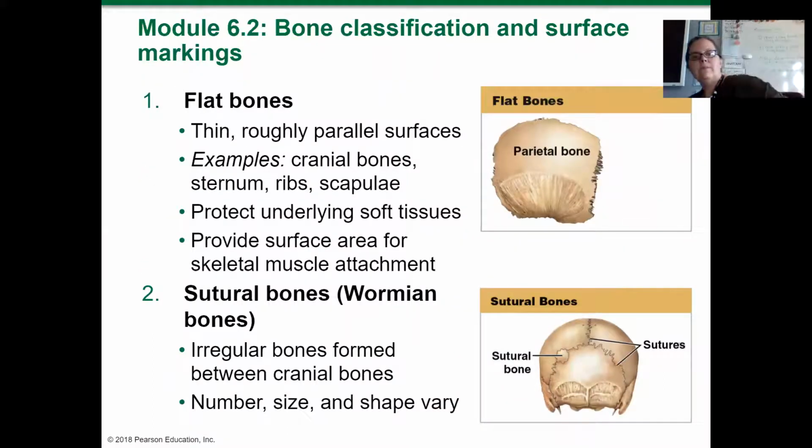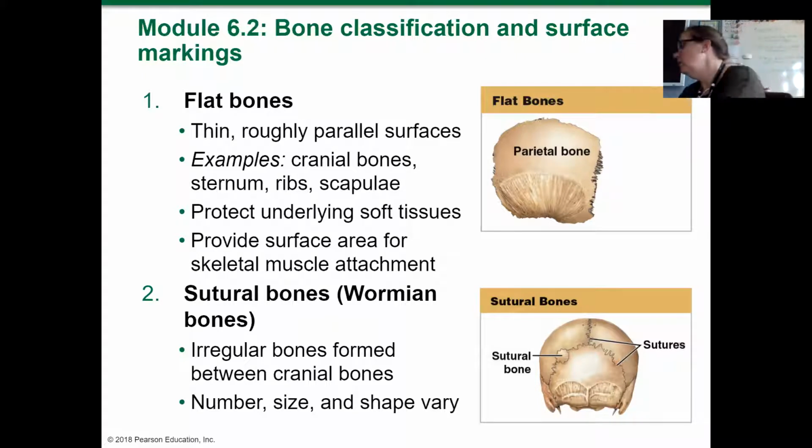Flat bones are very wide, and as the name implies, flat. They're also very thin. This is a scapula, which is actually a shoulder bone. These are very important in protecting things underneath, because it's so wide, it's able to protect a lot of underlying soft tissue.